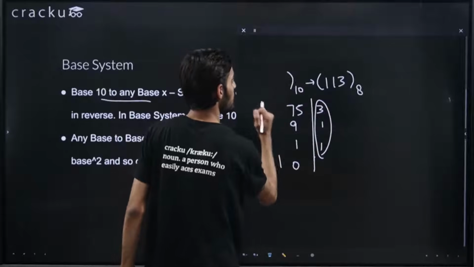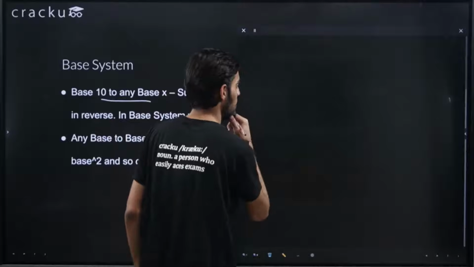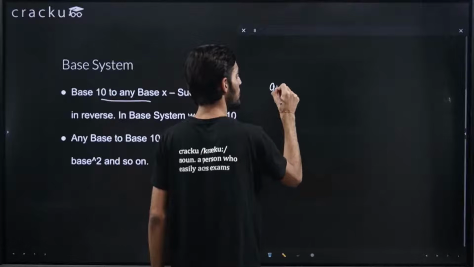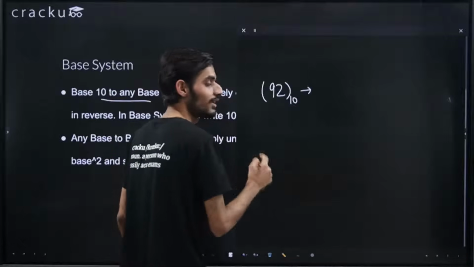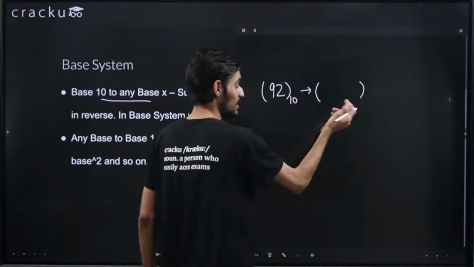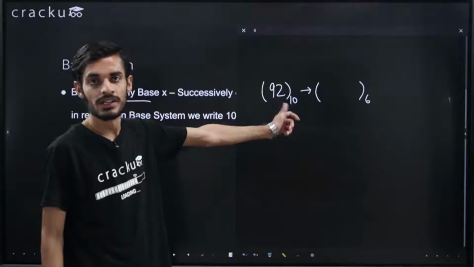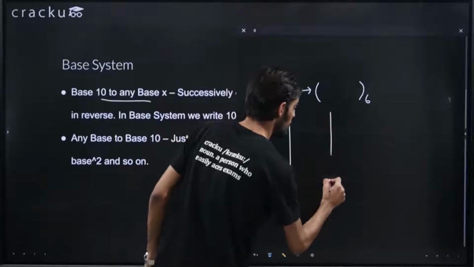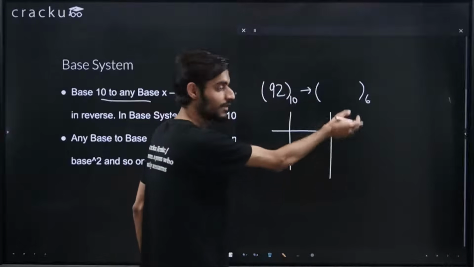Let's take one more example. Let's say I want to convert a number, say 92, that is in base 10, to any other base, let's say base 6. So I want to convert this number from base 10 to a number in base 6. Like I told you, we can just do the division and write the remainders in the reverse order.